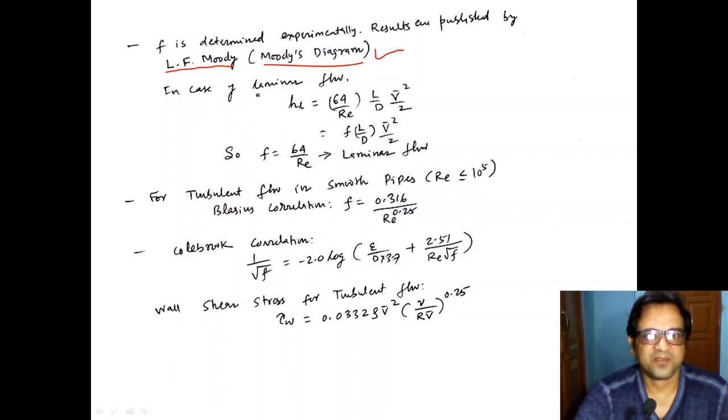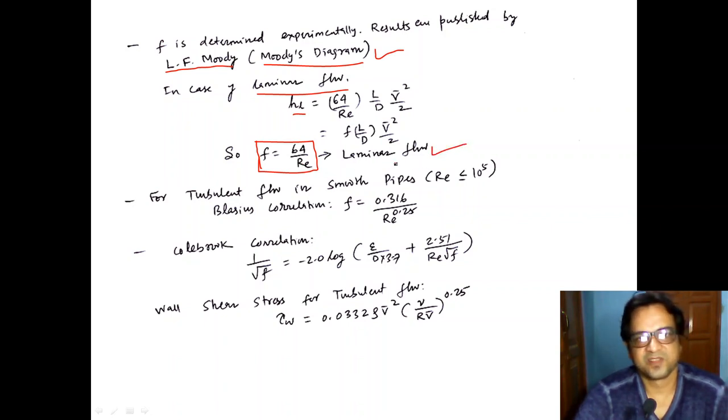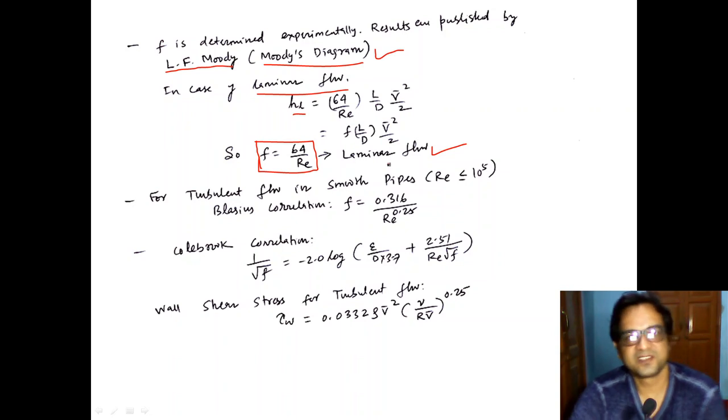Now for laminar flow, we already know HL equals 64 by Re into L by D into V square by 2. Also HL is expressed as F into L by D into V square by 2. So F equals 64 by Re. From the theoretical analysis we got this. So if you know the value of Re, then the friction factor is 64 by Re. This formula we can use even without using Moody's diagram.